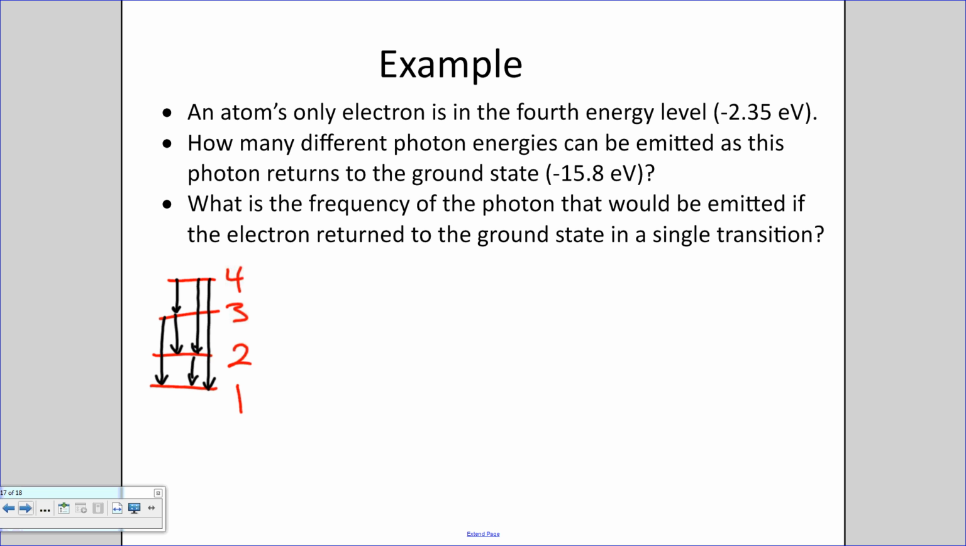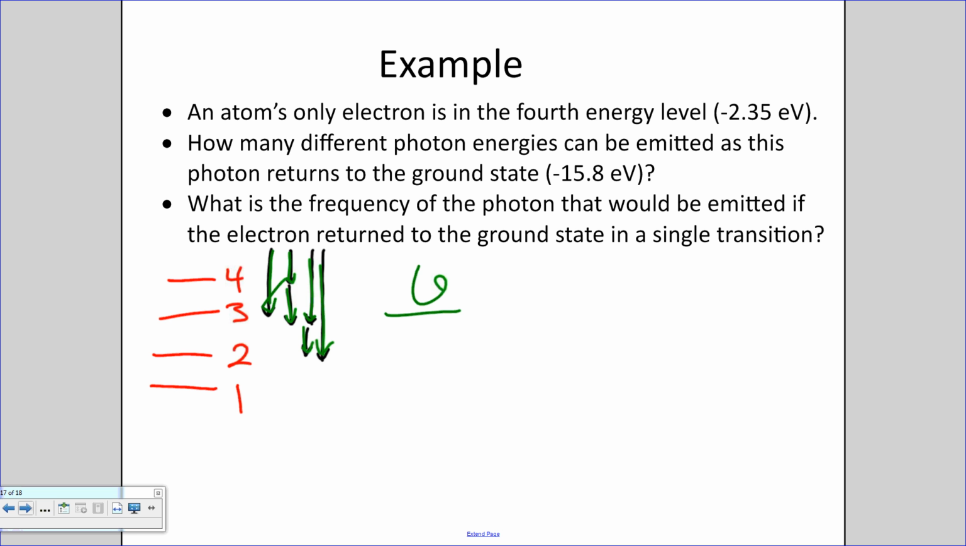So in this case, I have many arrows. I have 1, 2, 3, 4, 5, 6 different steps. So it's going to give off 6 different emission lines, so 6 different frequencies. This is what it's going to emit to go from 4 to 1.